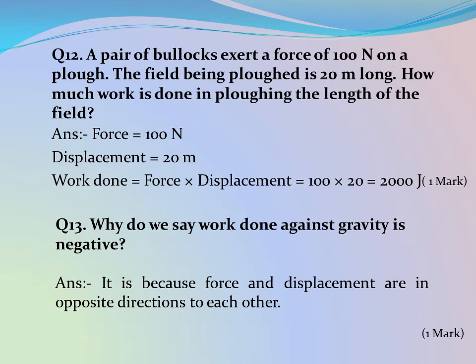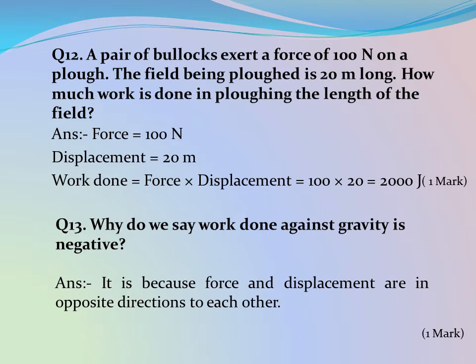Question number 12. A pair of bullocks exerts a force of 100 Newton on a plough. The field being plowed is 20 meter long. How much work is done in plowing the length of the field? Answer: force equals 100 Newton, displacement equals 20 meter, work done equals force into displacement equals 100 into 20 equals 2000 joule.